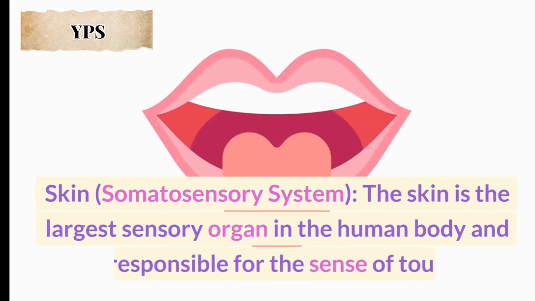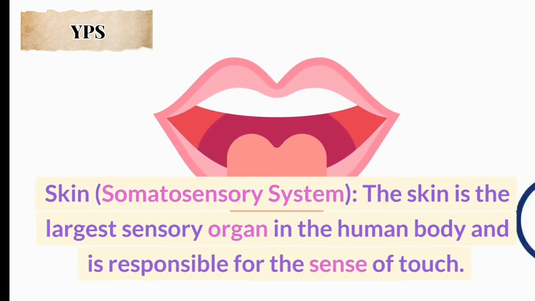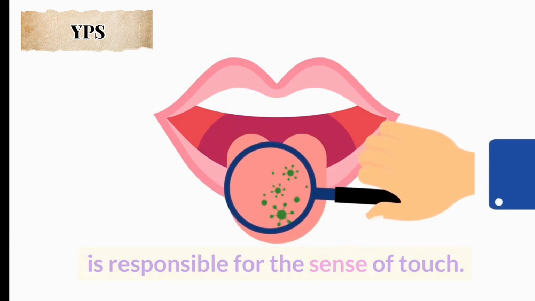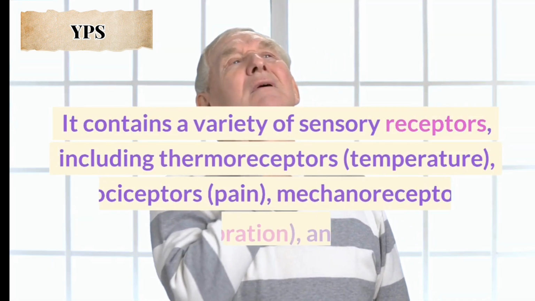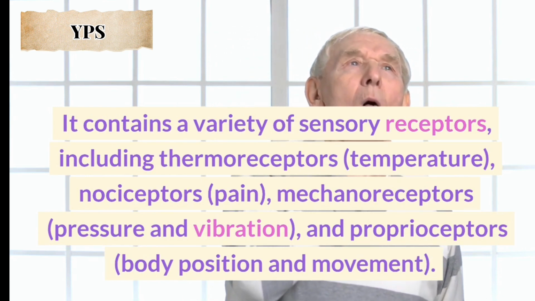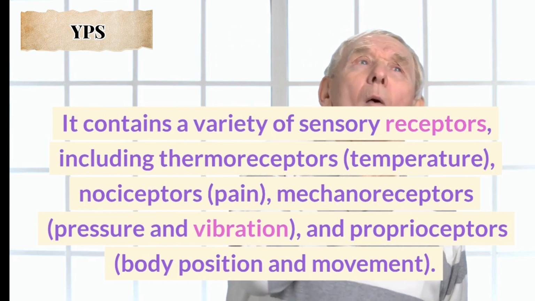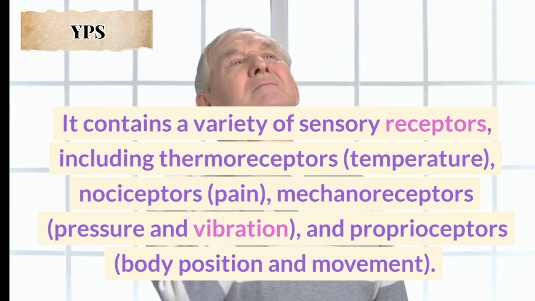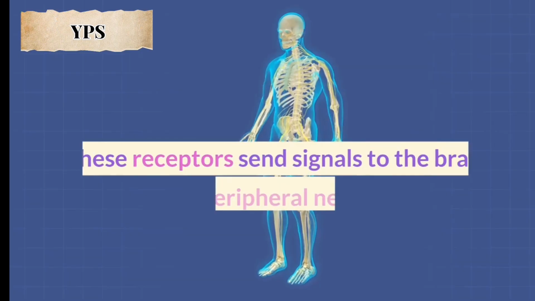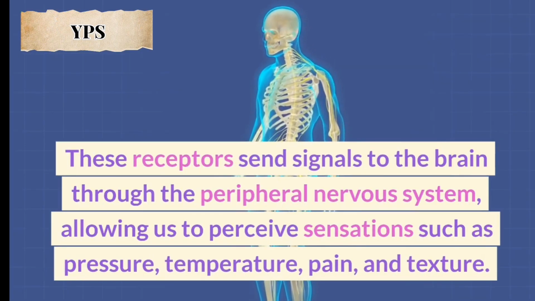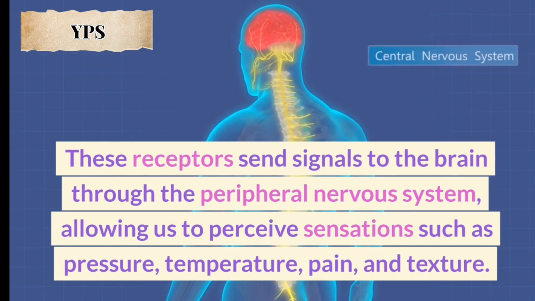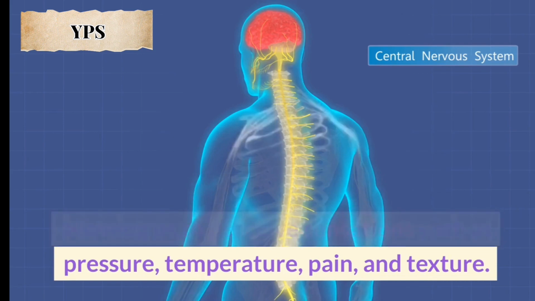Skin, somatosensory system. The skin is the largest sensory organ in the human body and is responsible for the sense of touch. It contains a variety of sensory receptors, including thermoreceptors (temperature), nociceptors (pain), mechanoreceptors (pressure and vibration), and proprioceptors (body position and movement). These receptors send signals to the brain through the peripheral nervous system, allowing us to perceive sensations such as pressure, temperature, pain, and texture.